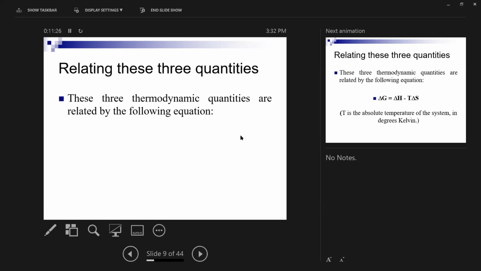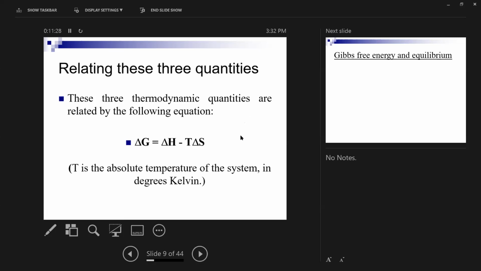So we can relate these three quantities with this equation that you've seen before, I'm sure. You might still be kind of wallowing in hate of it. Get over it, because you're seeing it again, where your delta G is equal to your enthalpy change minus the temperature in Kelvin times delta S.